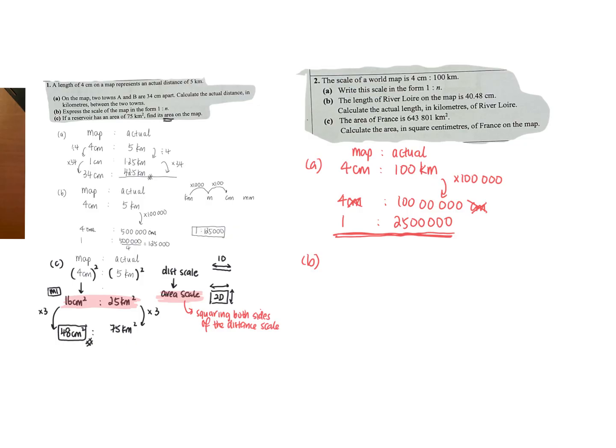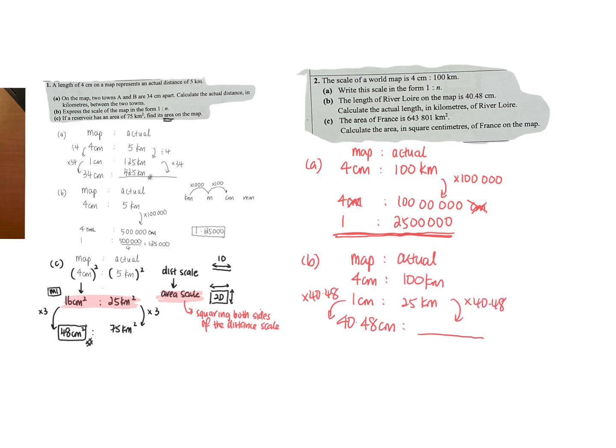Okay, I'm told that the length on the map, always take note, are we talking about the map or the actual? So now they tell me on the map is 40.48 cm. Find the actual. So go and find 1 cm, which is 25 kilometer, then times 40.48.